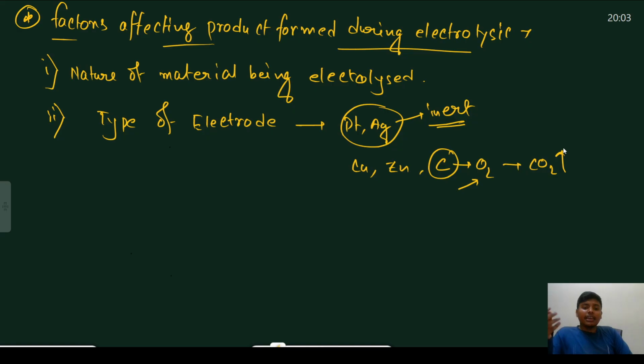Okay, next, extra potential, third factor. If you add extra voltage, then also some other reactions can happen. Some other reactions, like kinetically controlled reactions, will be formed, and then we will get some other product. Clear or not? Clear? Yes.